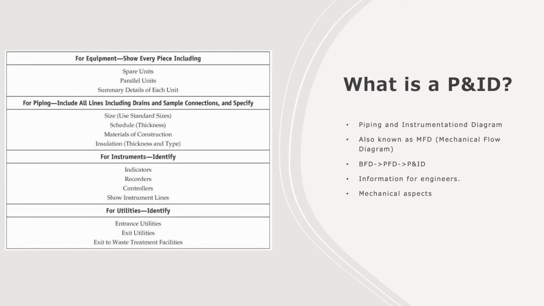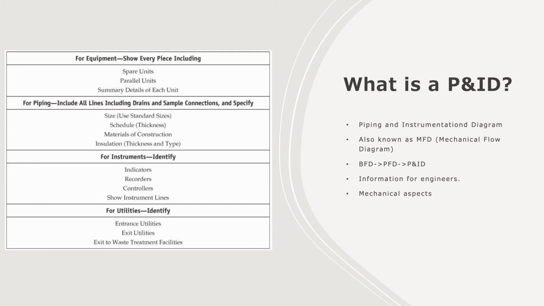P&ID stands for Piping and Instrumentation Diagram. It is also known as an MFD, which means Mechanical Fluid Diagram. This diagram could be explained as an improved version of a PFD, which means Process Flow Diagram, which is also an improved or more specified version of a BFD, which means Block Flow Diagram.